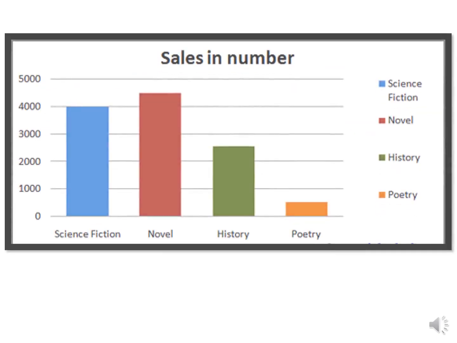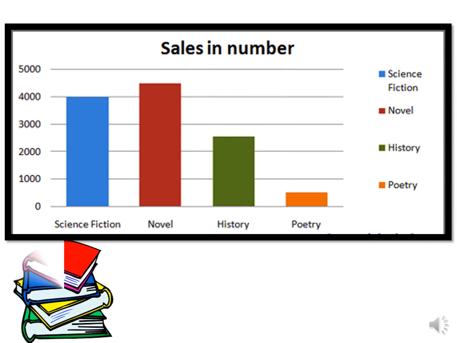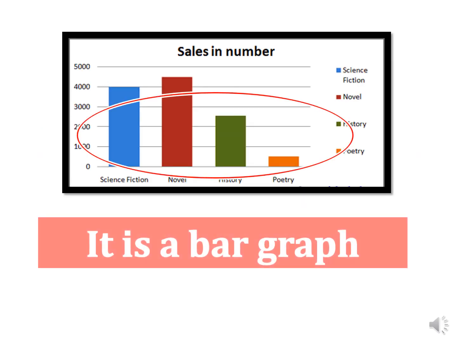Moving to the introduction session, we are going to see the first example. Example number 1. On the screen, you can see a graph here. I am going to give you some sentences about this graph. The very first sentence is, it is a bar graph. You can see there are 4 bars, and it is the structure of a bar graph. So we can introduce this graph. It is a bar graph.